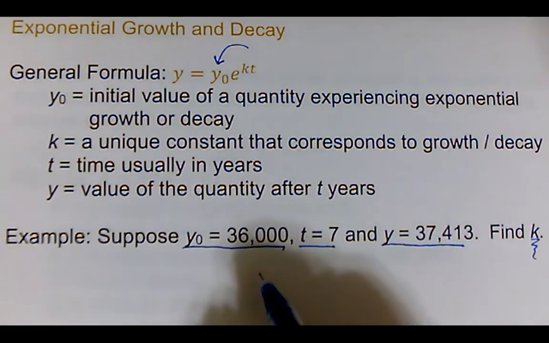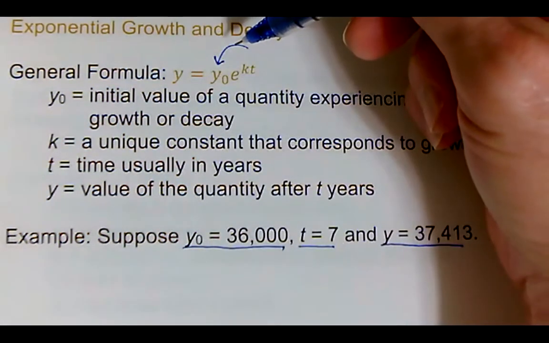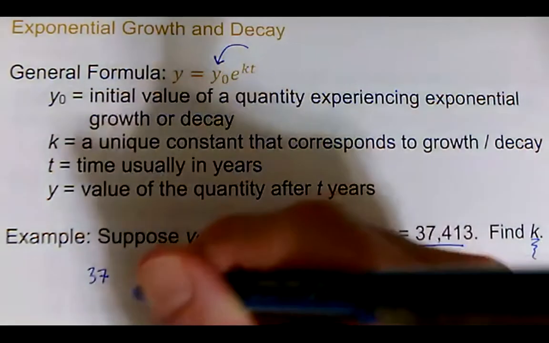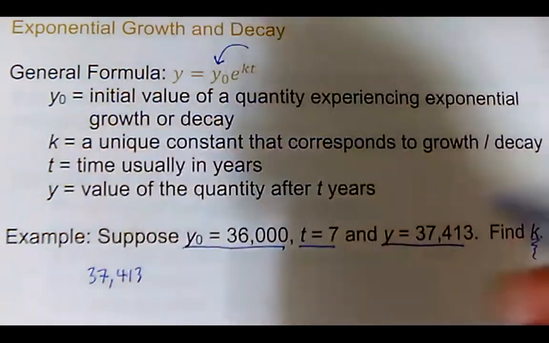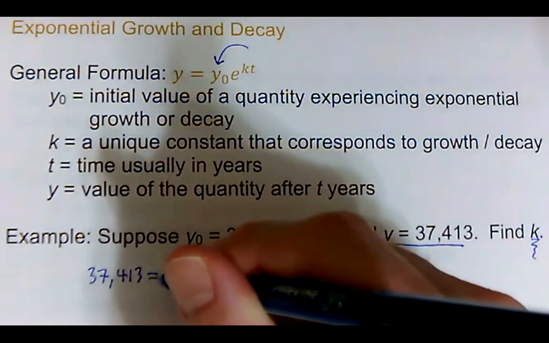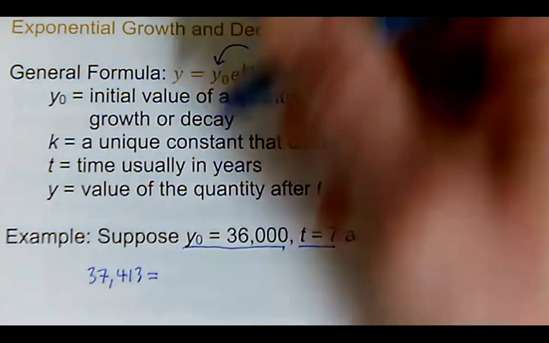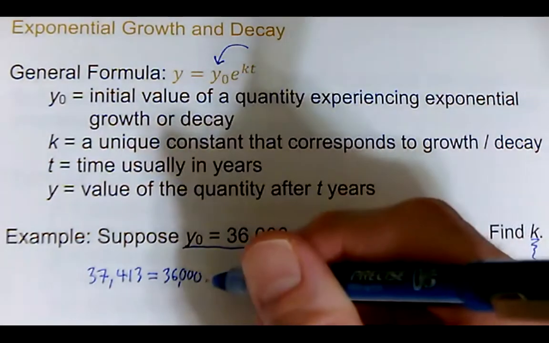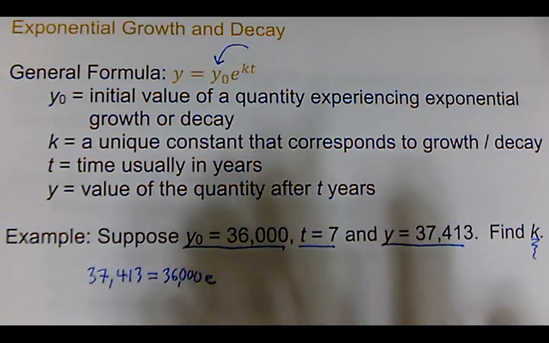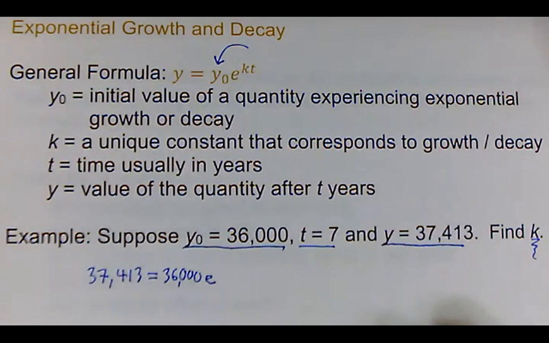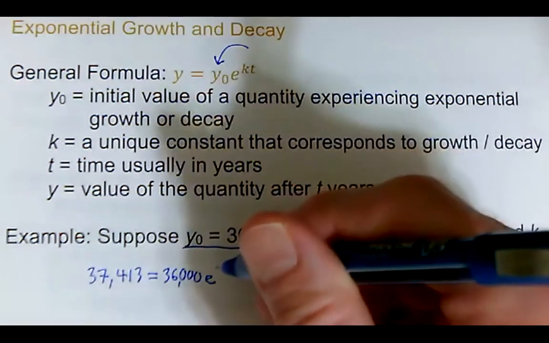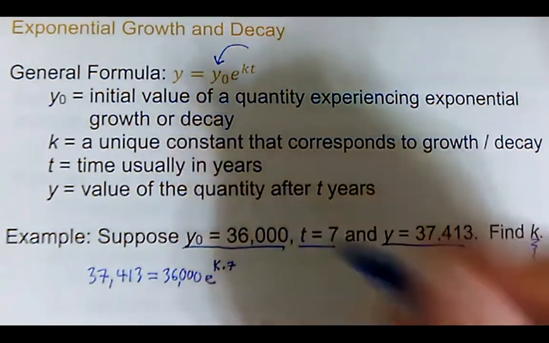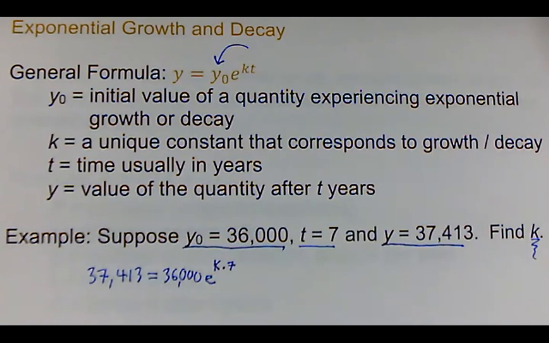First of all, let's just substitute into the equation. Looking at the general equation itself, the first thing we would have is the y value. So that's 37,413. Maybe that's a population, I don't know. Next, we would have the y0, so that would be the 36,000, like that. e is literally that constant e, that 2.718 that your calculator knows how to do. k we don't know, so we'll leave that as an unknown. That's up here in the exponent. And then we also have a 7 up there. So this is what the equation would look like.